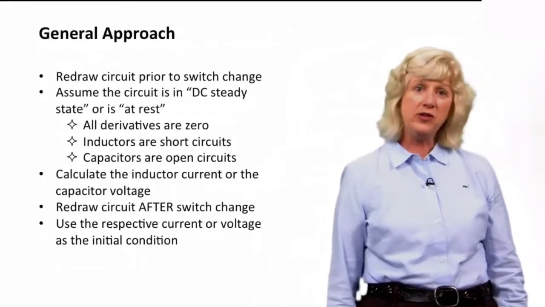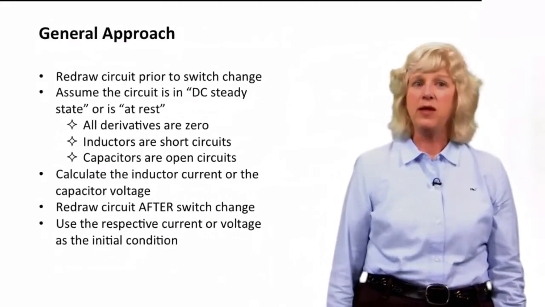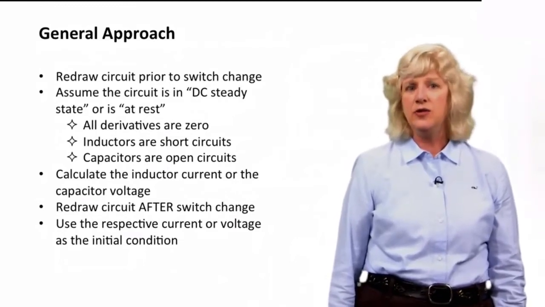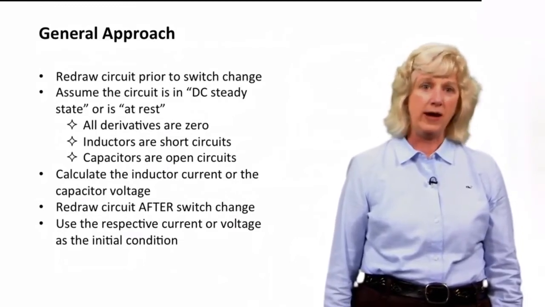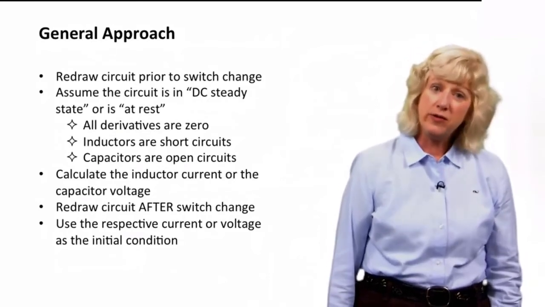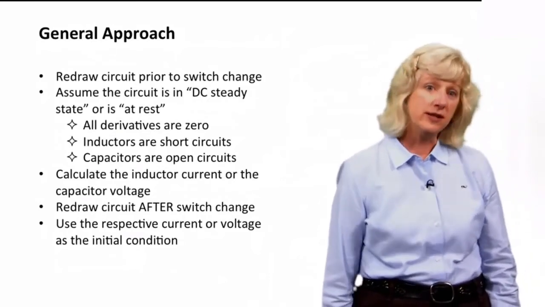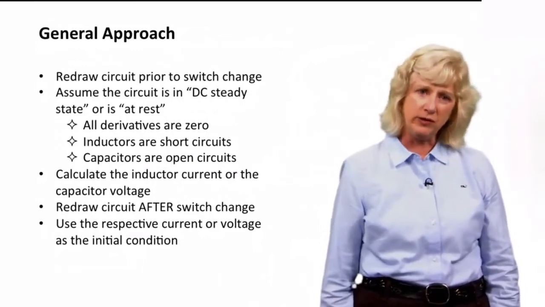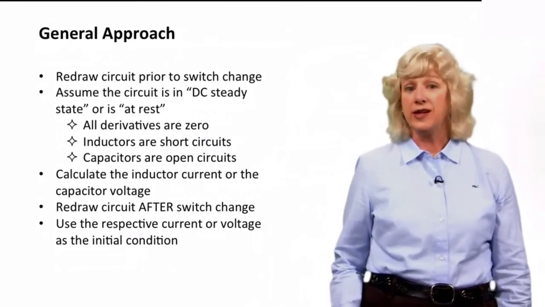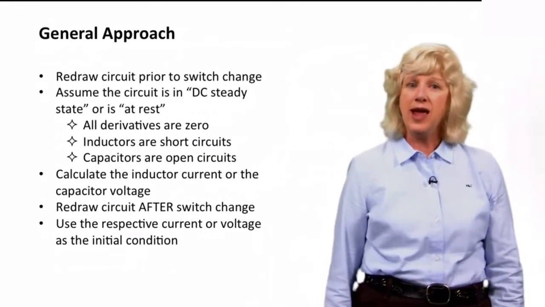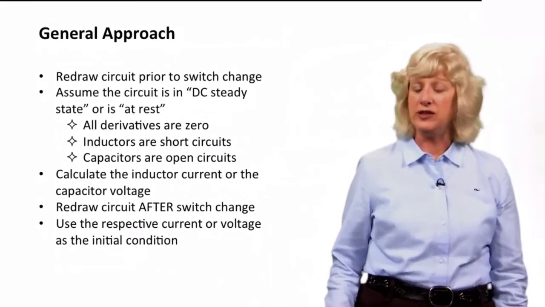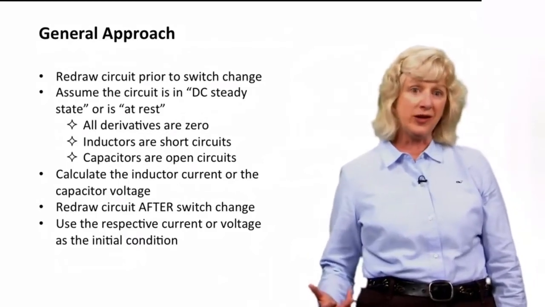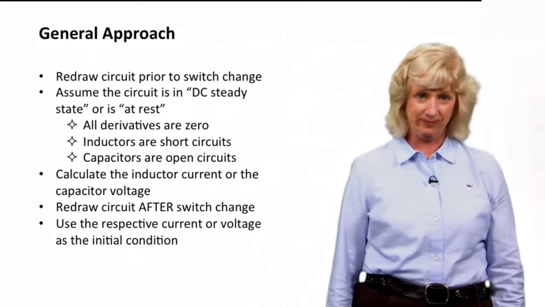The general approach to analyzing circuits of this type is that you redraw the circuit prior to the switch change. You assume the circuit is in DC steady state or at rest. That means that all the derivatives are 0, inductors are short circuits, capacitors are open circuits, and then you calculate the inductor current or the capacitor voltage. Then you redraw the circuit after the switch change. And you assume that those current or voltages that you calculated previously become the initial condition for the new circuit, that is the circuit after the switch change.